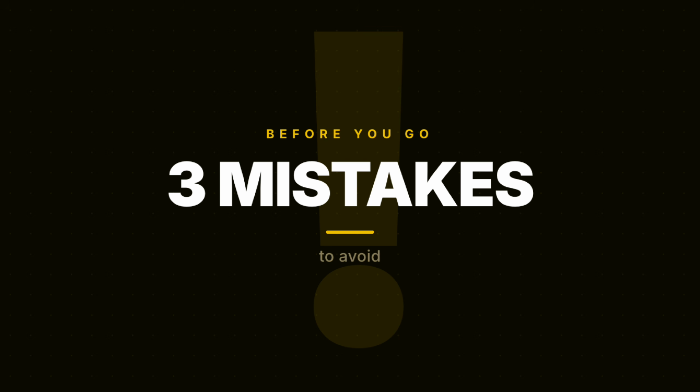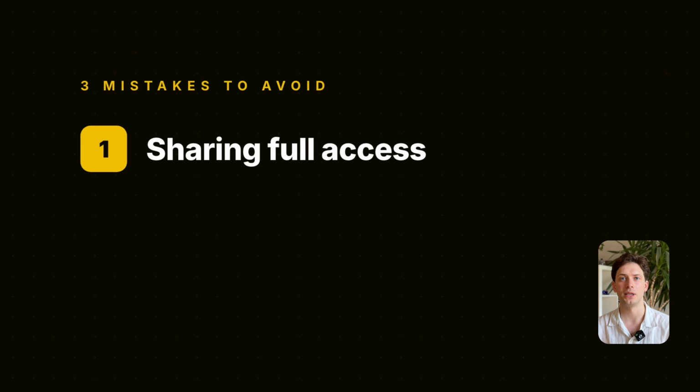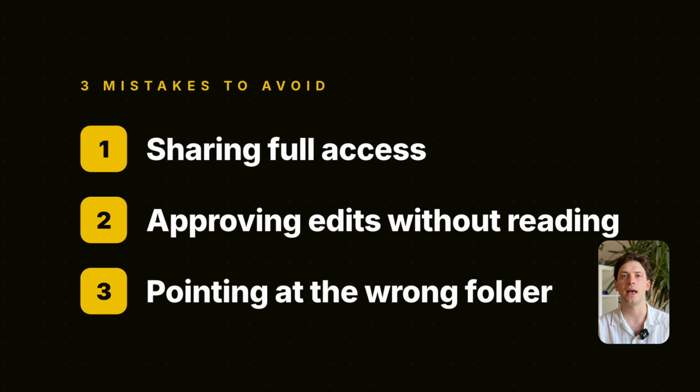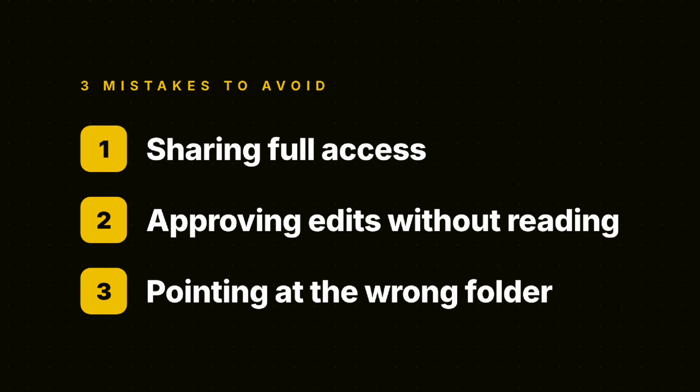So, quick recap, let's start with the biggest mistakes. Number 1, granting whole home access. Just pick one folder. Number 2 is approving edits without reading, and number 3, pointing at the wrong folder. If you followed along, you now know Claude Cowork better than 90% of people. You know how to set it up, you've got some inspiration from my daily workflows, you know how to automate things. And also you know some of the most common mistakes to avoid. And you'll figure out the rest by actually using it.